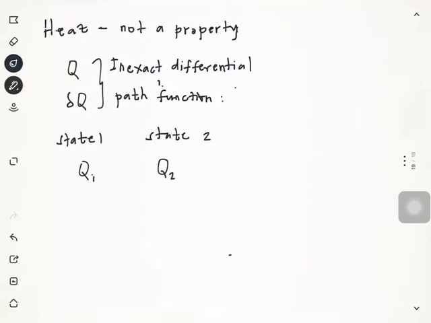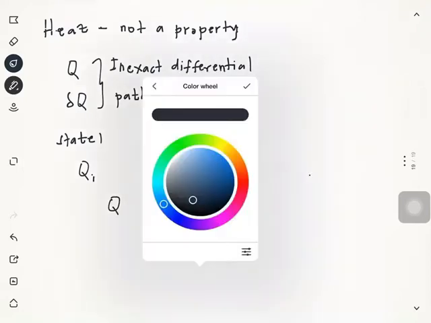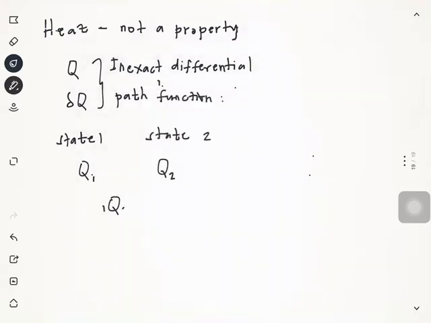Therefore, like work, since it is a path function, we can write the Q from 1 to 2. So heat is a path function. It has to have a state 1 and a state 2 in order to determine our heat, denoted as Q.